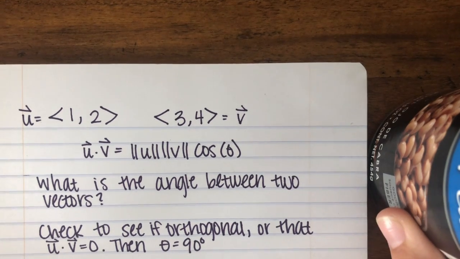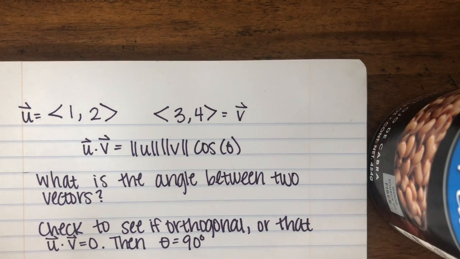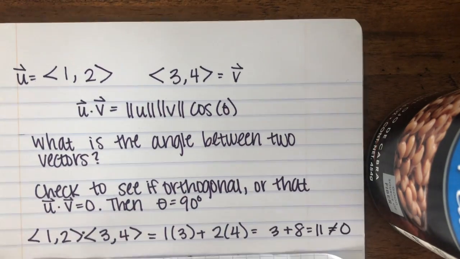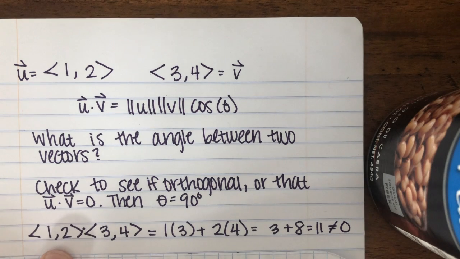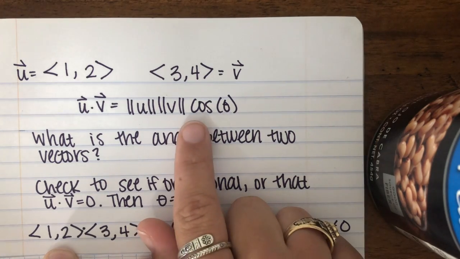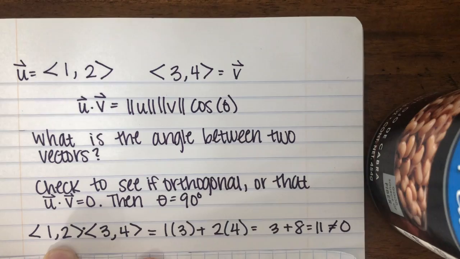First thing I would do is check to see if they were orthogonal. Because if they're orthogonal, then theta is equal to 90 degrees. And the way we do that is we check the component form to see if it's equal to 0. So, the vector 1, 2 dot product with the vector 3, 4 is equal to 1 times 3 plus 2 times 4, which is equal to 3 plus 8, which is equal to 11, which is not 0, so they're not orthogonal. So that means we're going to have to use this identity here to solve for theta.